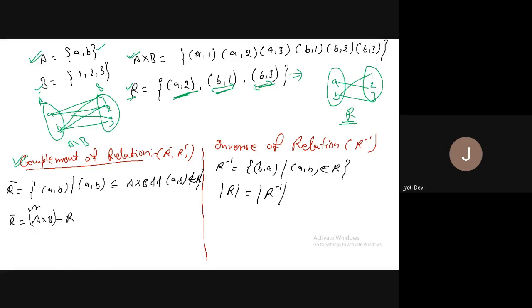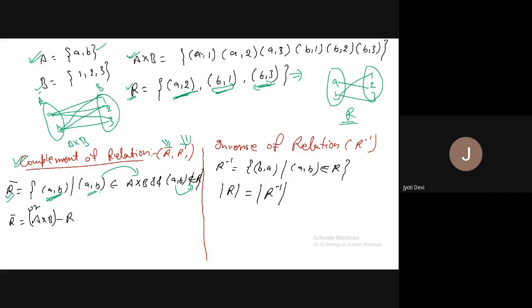What is the complement of a relation? The complement of a relation is denoted by R bar or R^C. The complement of a relation contains all those pairs (a, b) present in A cross B which are not present in the relation.